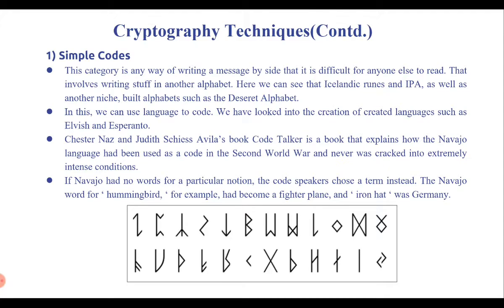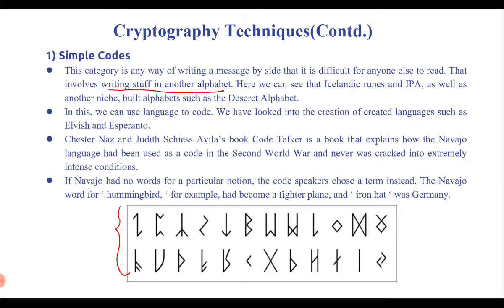So, to begin with the various cryptography techniques, the first one is one of the primitive types of cryptography, which is known as simple codes, or like we discussed in our previous session, hieroglyphs. So this category is any way of writing a message by sight that is difficult for anyone else to read, that involves writing stuff in another alphabet. And here, in this diagram we can see Icelandic runes and IPA, as well as another niche built alphabet such as the Deseret alphabet.